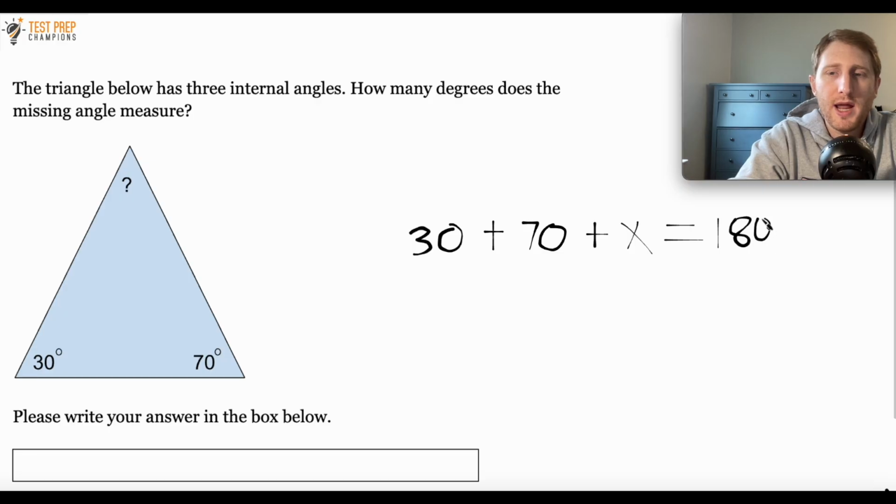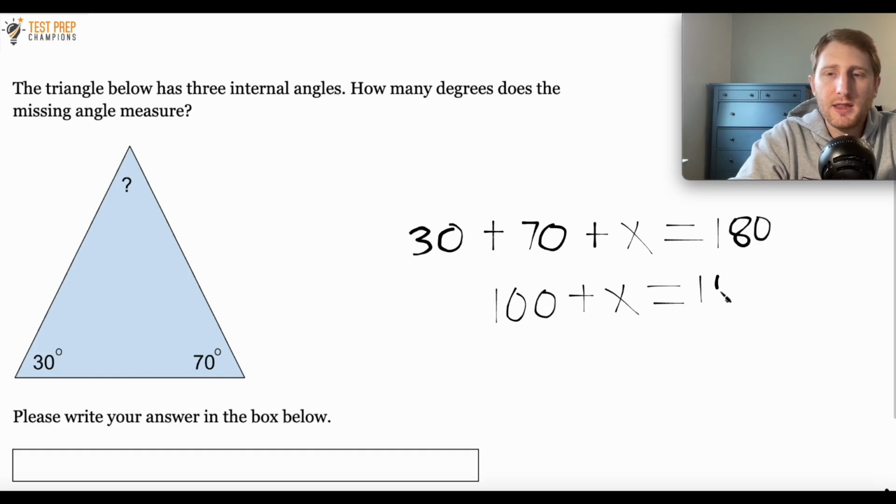Now, why did I write x here? Well, I wrote x here to represent the missing angle because we don't know what this angle is. Now, I have 180 here because the 3 internal angles of a triangle add up to 180 degrees. So I have 30 plus 70 plus x equals 180. So what is 30 plus 70? 30 plus 70 is 100. So I have 100 plus x equals 180.